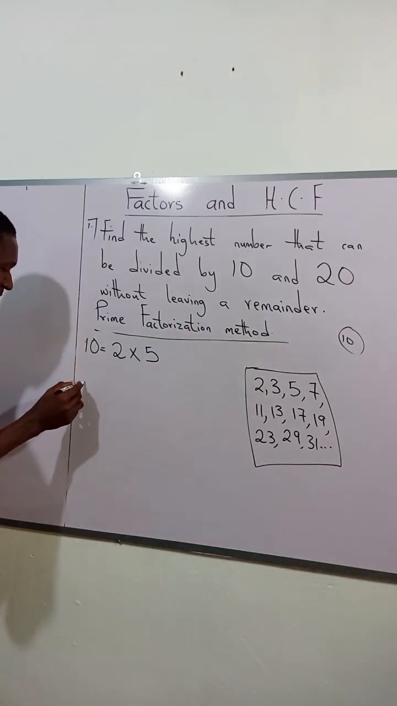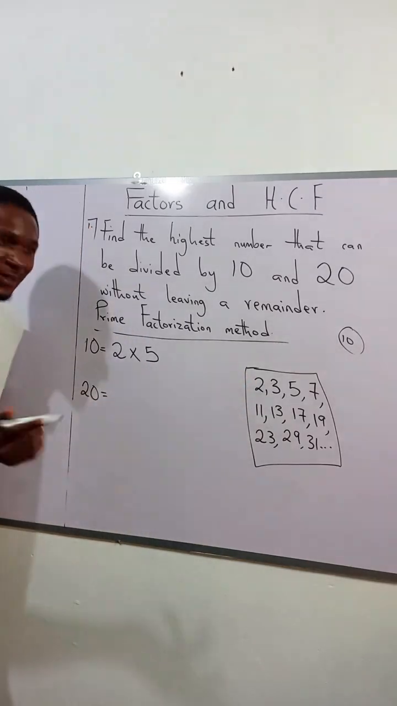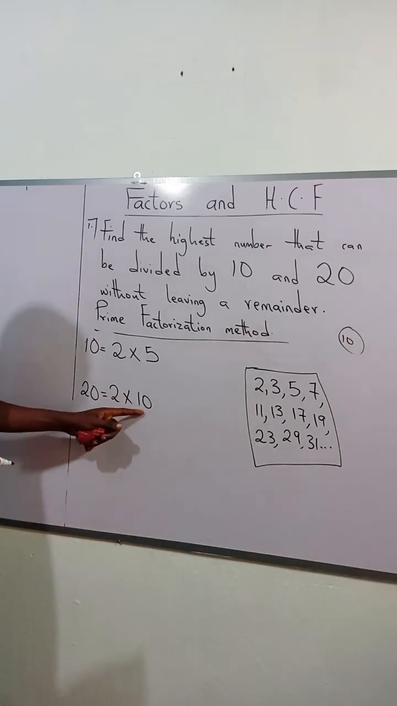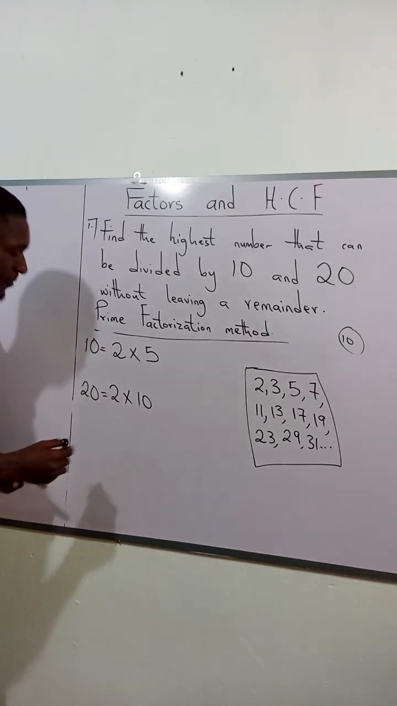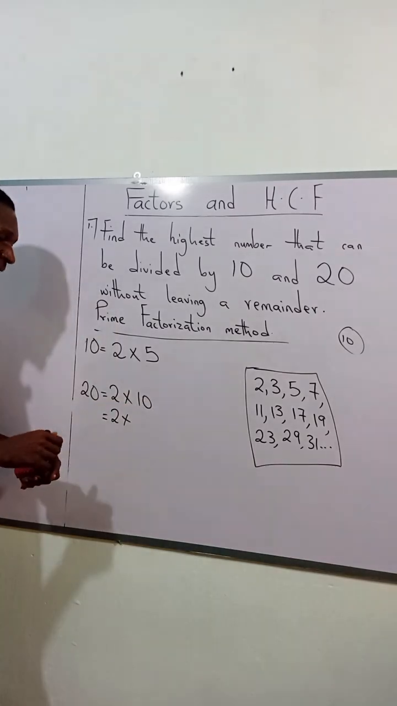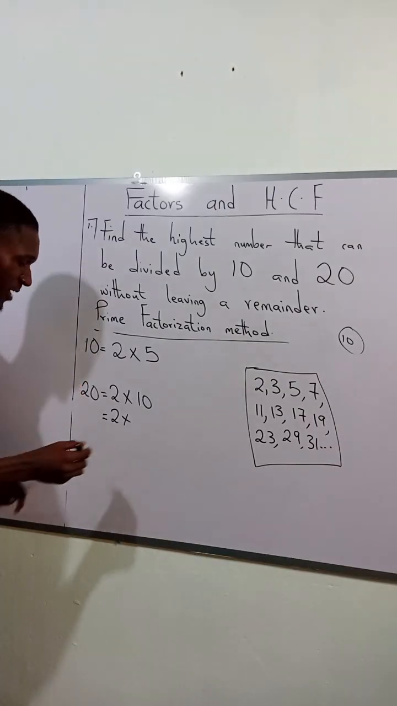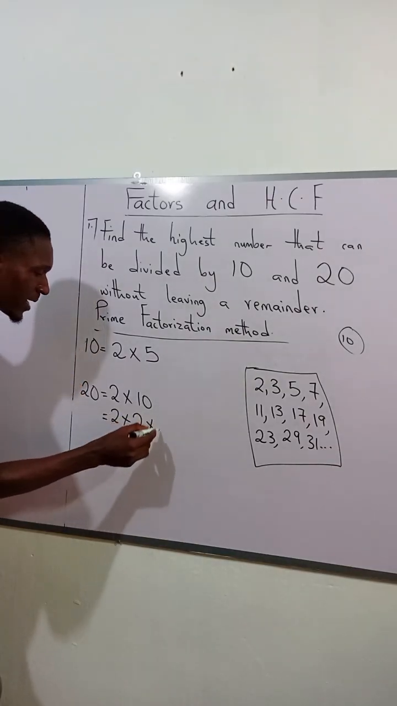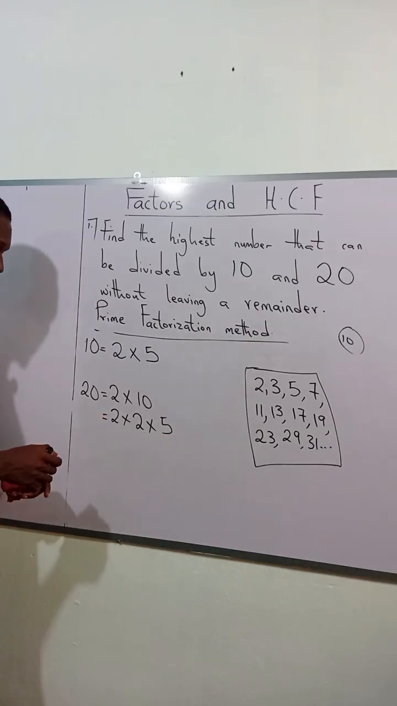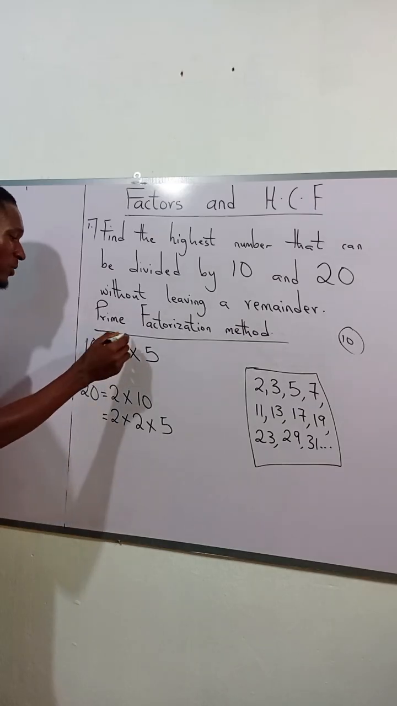So let's go to 20. We can actually do 2 multiplied by 10. Now this 10 is not a prime number yet, we still have to break the 10. Therefore we have 2 multiplied by, how do we break 10? We can break 10 into 2 times 5. Therefore 2 times 2 times 5. And everything has now turned to what? Prime numbers. The next thing is now to factor out the things that we can slash out together.